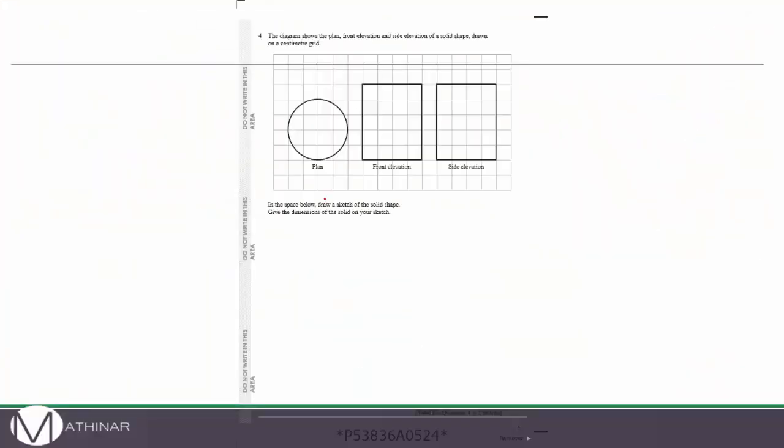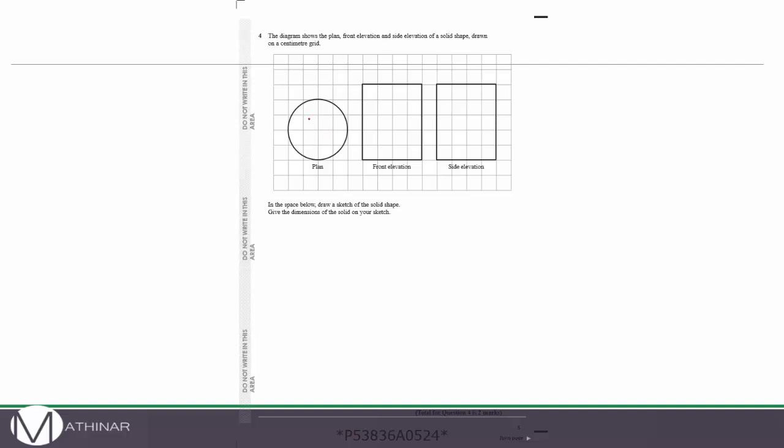Question 4. The diagram shows a plan, front elevation and side elevation of a solid shape drawn on a centimetre grid. In the space below, draw a sketch of the solid shape. Give dimensions of the solid on your shape. So first you've got to visualize this.